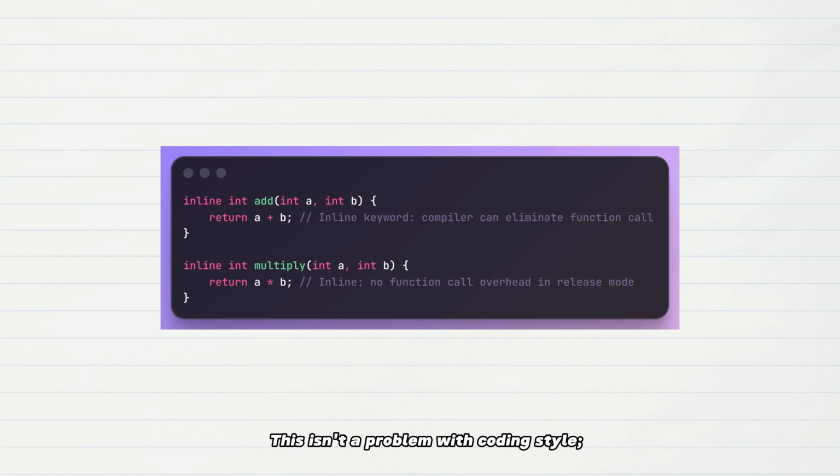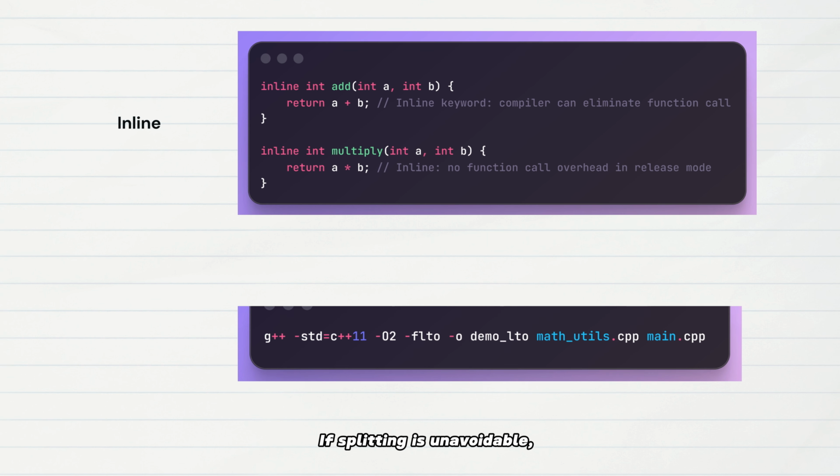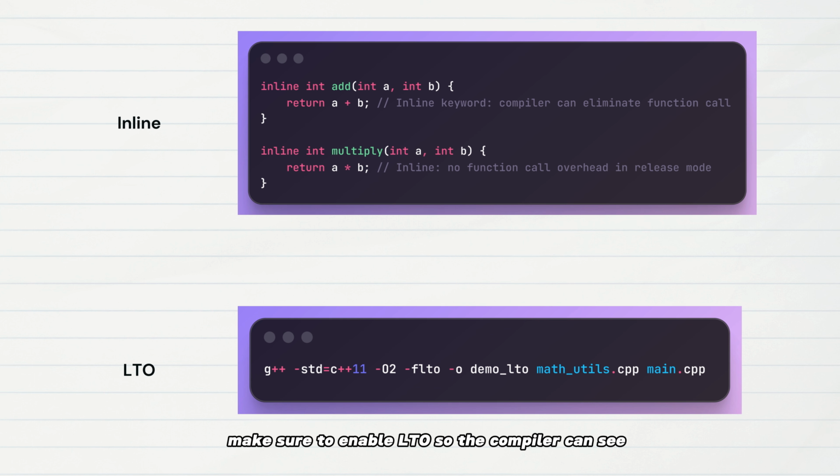This isn't a problem with coding style, it's about whether you understand how compilers work. The right approach is to prioritize making functions inlineable. For example, define them in headers or use the inline keyword. If splitting is unavoidable, make sure to enable LTO so the compiler can see all function implementations during linking. Also, avoid splitting overly fine-grained functions in hot paths.